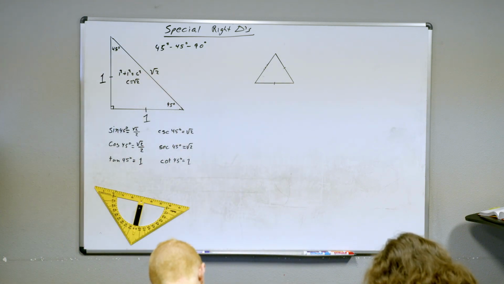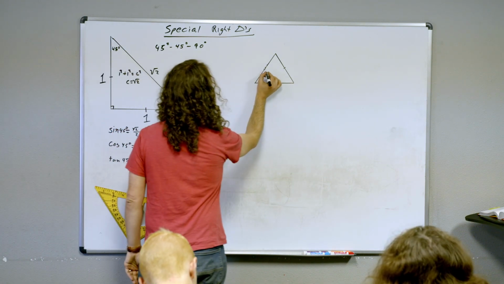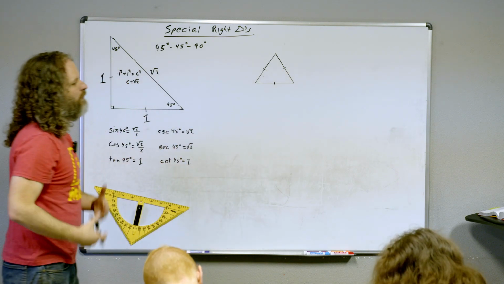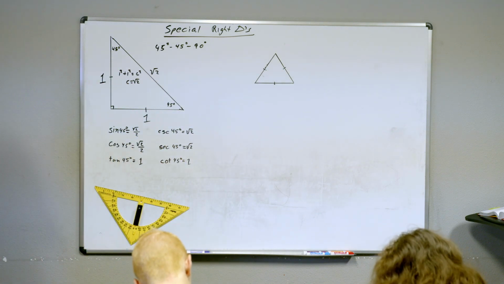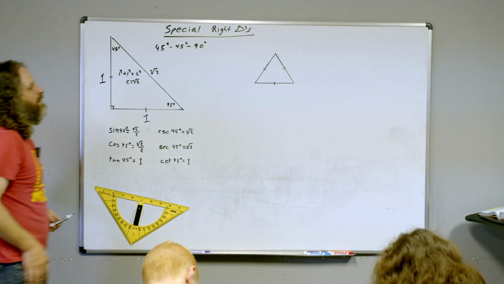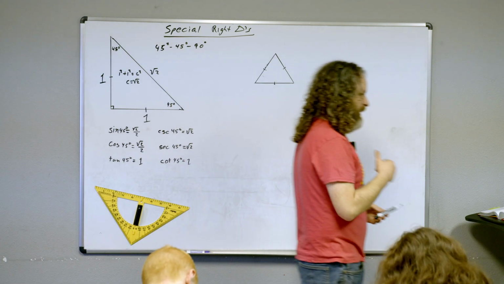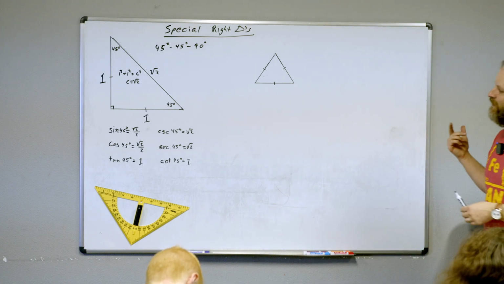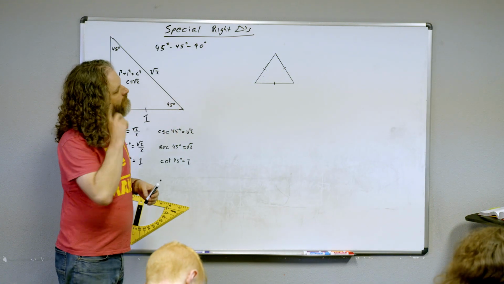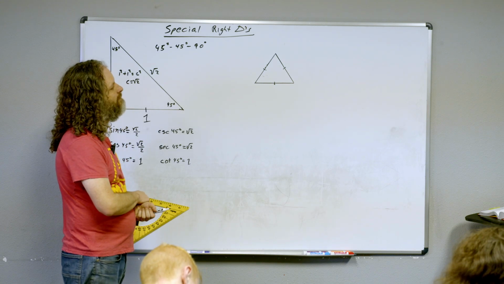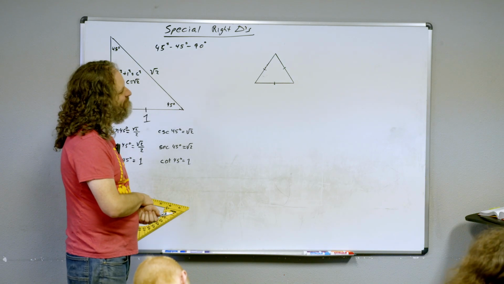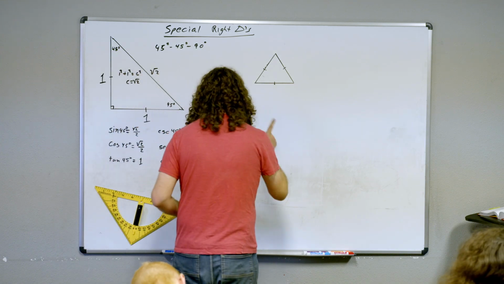What kind of triangle did I draw? Equilateral. I drew an equilateral triangle. What do we know about equilateral triangles? All sides are the same and all angles are 60 degrees. So if I wanted to turn an equilateral triangle into a right triangle, what's an easy way to do that? Just chop it in half.